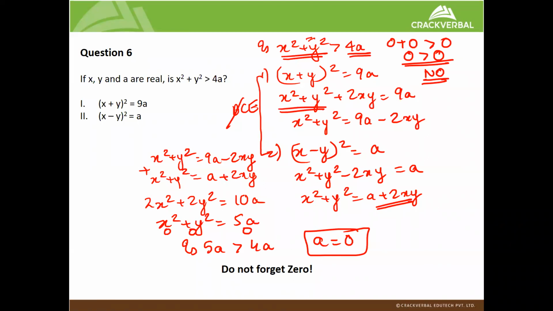Any other positive value, if I substitute for x, y, and a, it's always going to give me a yes, because x square plus y square will give me 5a. But if I substitute a as 0, then this entire statement is going to be disproved. So the answer here is going to be E. Right? Again, most of y'all forgot the case of 0.